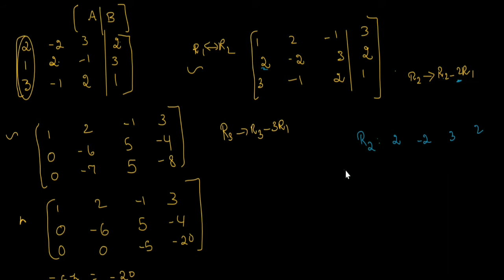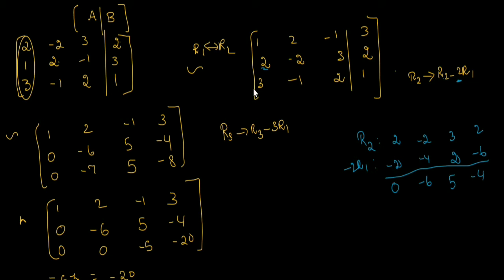Minus 2 times R1 means multiply row 1 by minus 2. So 1 will become minus 2, 2 will become minus 4, minus 1 will become plus 2 and 3 will change to minus 6. Now just add, so this will become 0, minus 6, 5 and minus 4. So R2 has become 0, minus 6, 5 and minus 4. This element we have made 0.